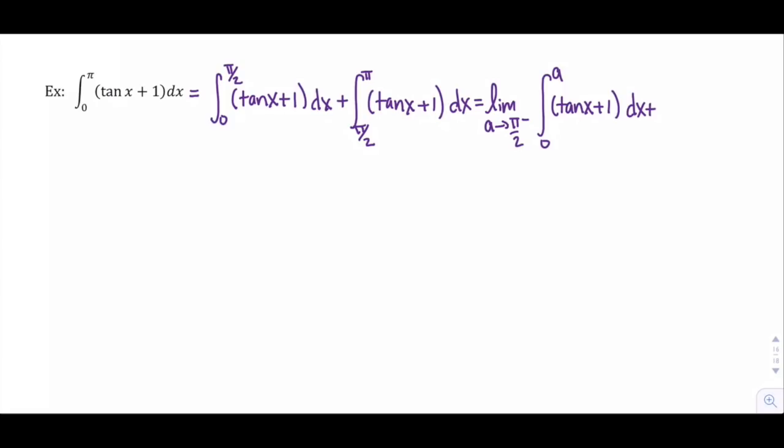For the second integral, we'll be looking at the limit. Let's use b here, approaches pi over 2. And again, for that second integral, we're looking at the integral from pi over 2 to pi. And since pi is to the right of pi over 2, we'll be going this way and approaching it from the right.